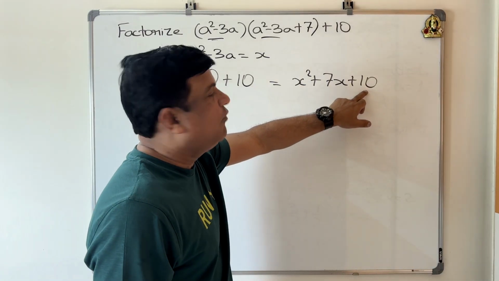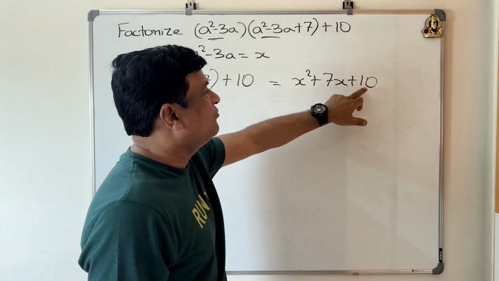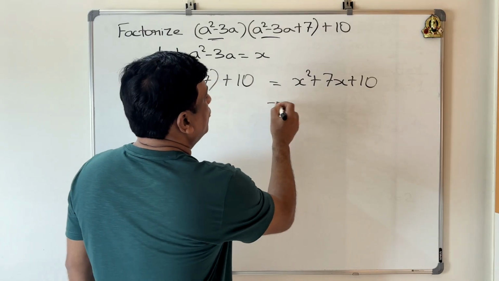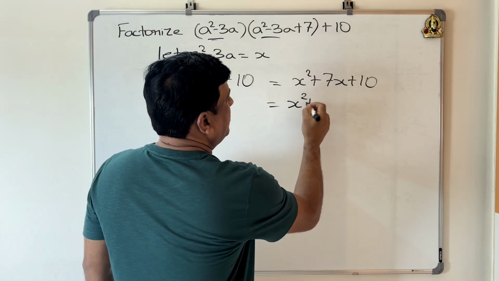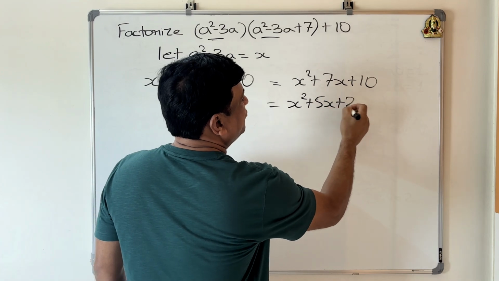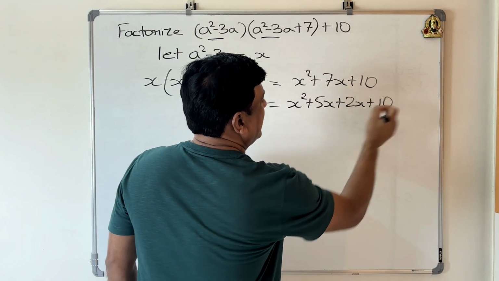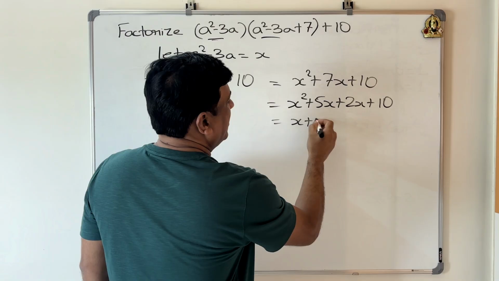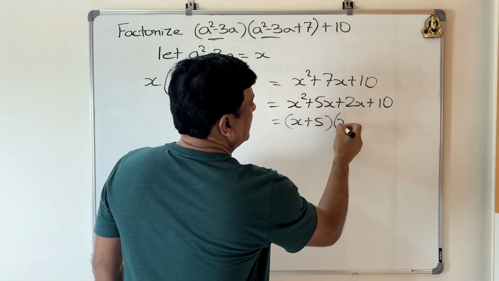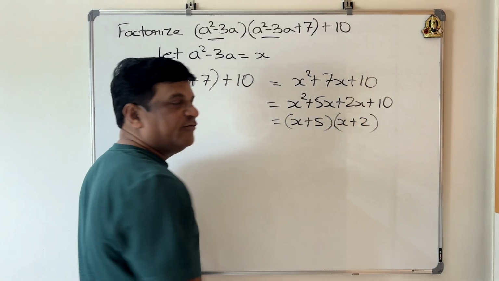You have a 10 over here and you have a 7 over here. So what factors are you going to take? You're going to take x square plus 5x plus 2x plus 10. Look at it, so your factors are (x plus 5) times (x plus 2). This is what you get.